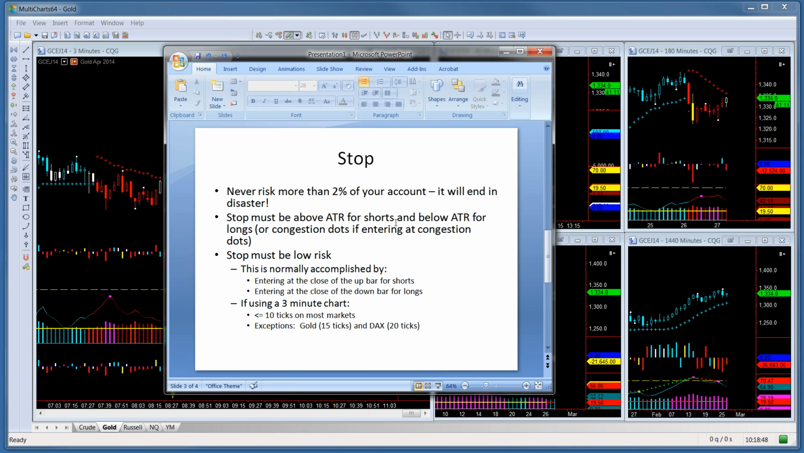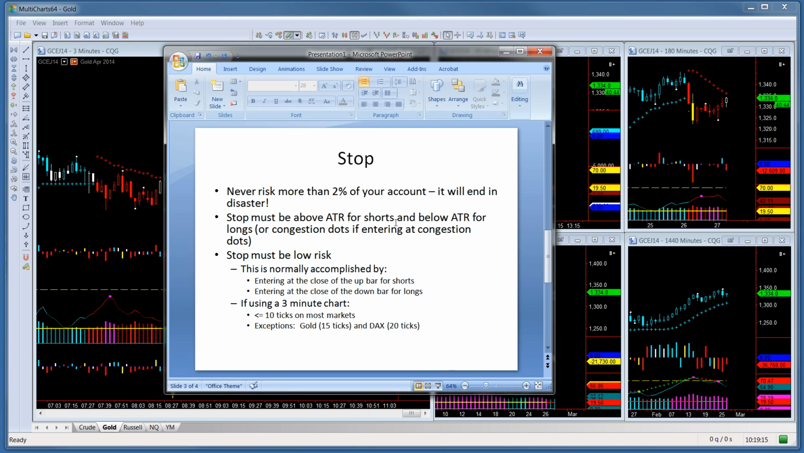Your stop must always be above the ATR if you are short. It has to be below the ATR if you are taking a long position. Same thing goes for congestion dots. If you go short at a congestion dot, your stop must be above the congestion dot. If you are going long at a congestion dot, then your stop must be below that congestion dot. Stops always have to be low risk.